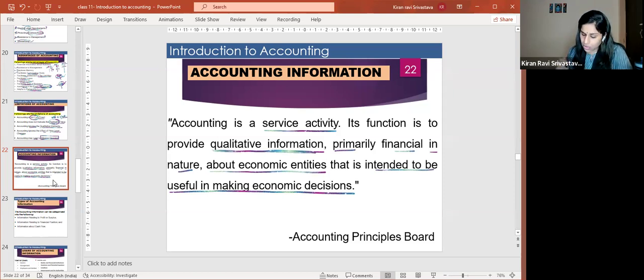And the nature of all this information is financial, because we do not deal with non-economic events or activities. We always in accounting deal with financial nature, about the economic entities. Non-economic we do not take. So financial nature about the economic entities that is intended to be useful in making economic decisions. Okay, so that is the meaning of accounting information. So the nature of accounting information is such.